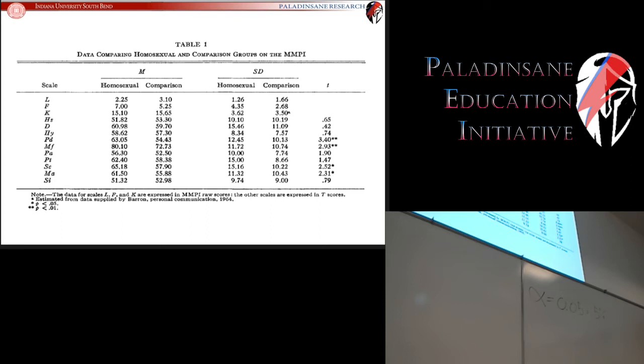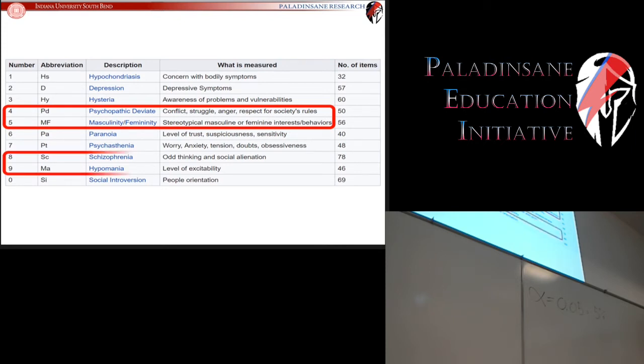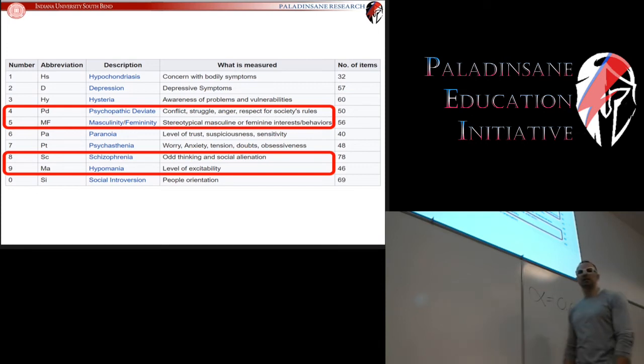scales. It looks like about 12 scales there. And they tested them on each of these. And what they found was that there was a significant difference in psychopathic deviant and masculinity, femininity, and there were also differences in schizophrenia and hypomania. So homosexuals, I believe, scored higher on schizophrenia, they scored higher on hypomania, they scored higher on psychopathic deviant, and they scored differently on that masculinity, femininity scale.